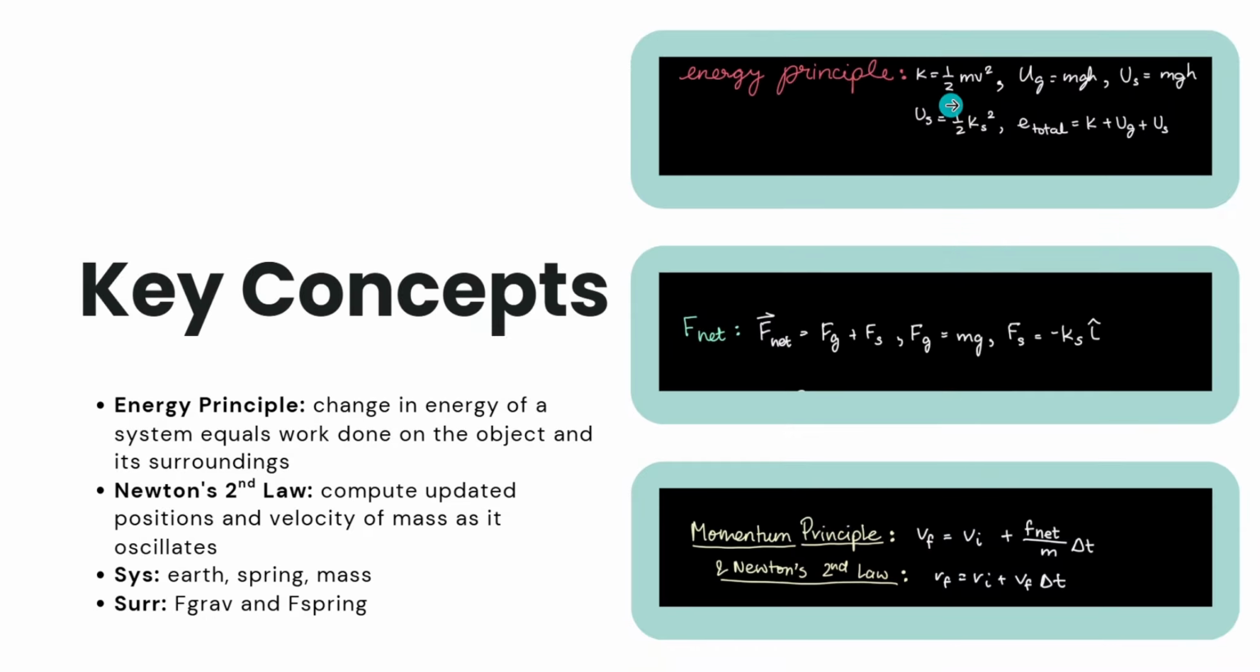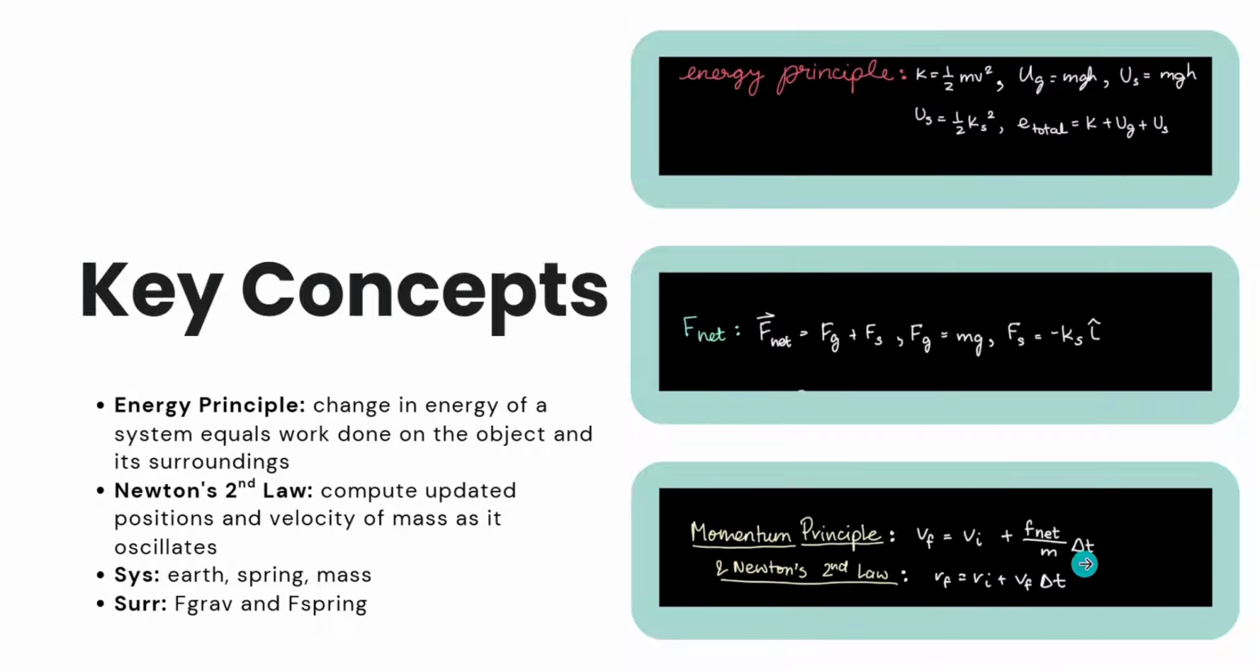So here we can see the energy principle, which involves the equation for kinetic energy, which is 1/2 mv squared, the equation for gravitational potential energy, which is mgh, and then the potential spring energy, which is 1/2 ks squared, and then the total energy, which is the sum of all these kinds of energies. F net here was the force of gravity plus the force of spring. F gravity equals mg, force spring equals negative ks L.